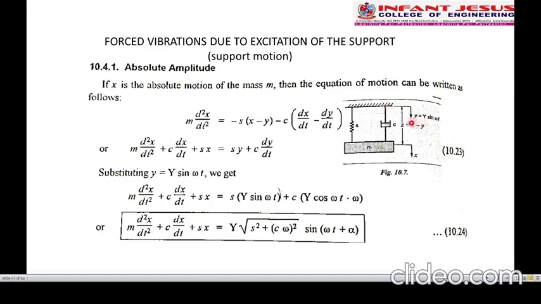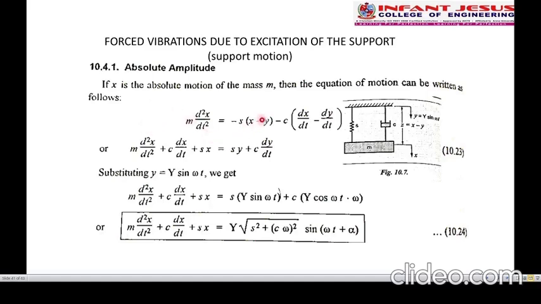Let the support or the base be excited by a regular sinusoidal motion, y equal to capital Y sin omega t. So it is moving with a sinusoidal motion, given by this equation. Now we are going to discuss two different responses of the system. One is the absolute response or absolute amplitude, and the second one is the relative response or relative amplitude. First we have to understand what is meant by absolute response or amplitude and relative response or relative amplitude.